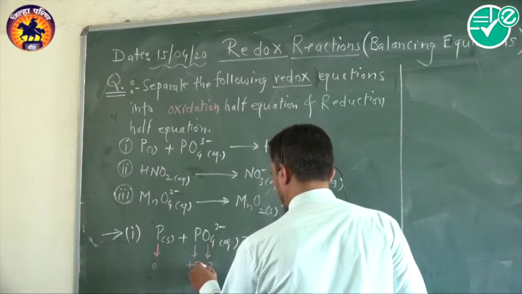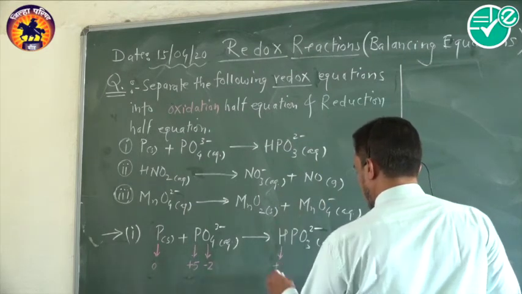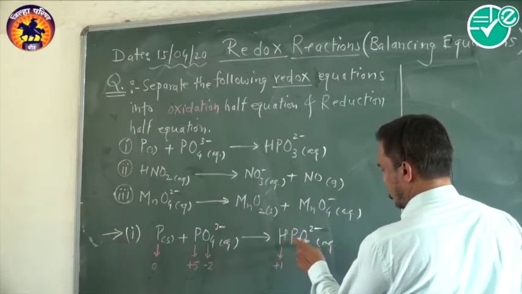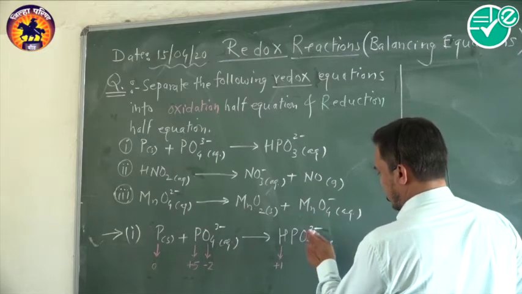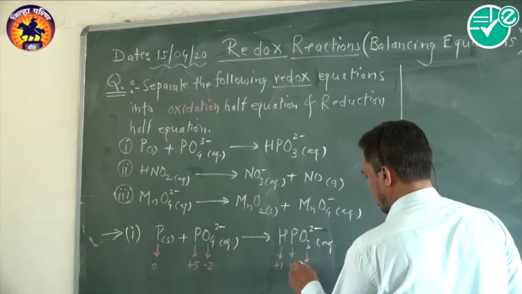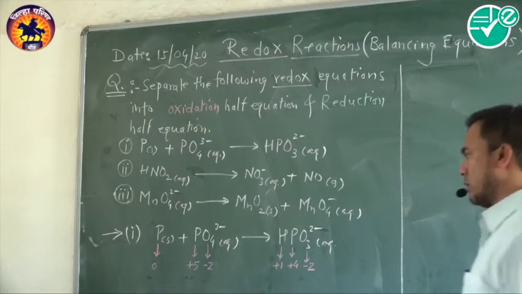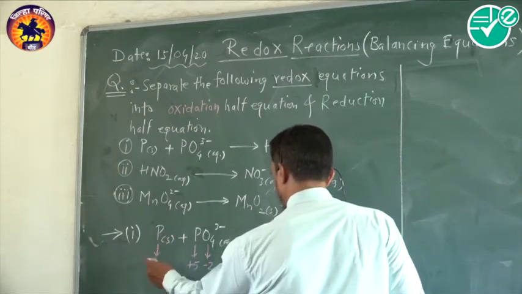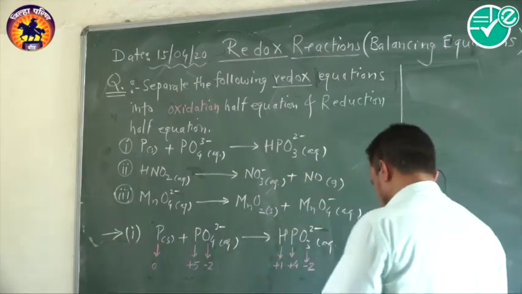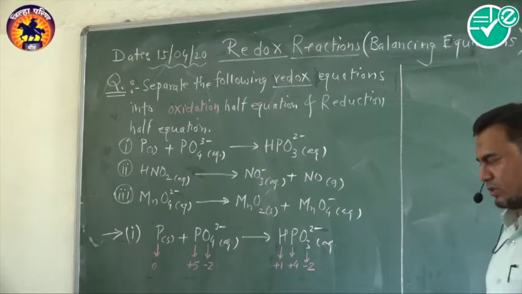We know oxygen is -2. Here the oxidation state of hydrogen is +1. Now calculate the oxidation state of phosphorus. It comes out to be -6, remove 2, so it becomes +4. Here -2. So first of all, we have to write the oxidation state of all the atoms in this way. Now look at or identify the increase in oxidation number and decrease in oxidation number in the process.